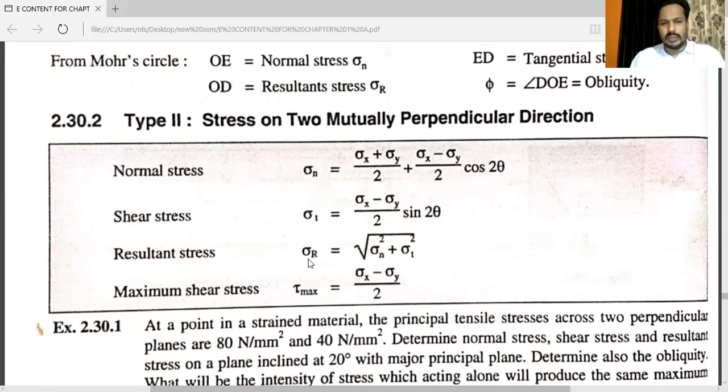Resultant stress, that is sigma r, is equal to under root of sigma n square plus sigma t square. Maximum shear stress, that is tau max, is equal to sigma x minus sigma y by 2. Please highlight each and every formula.